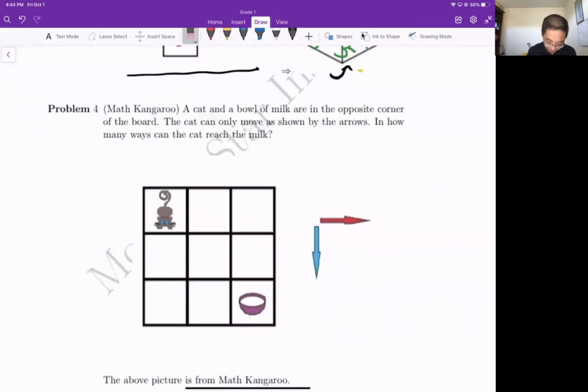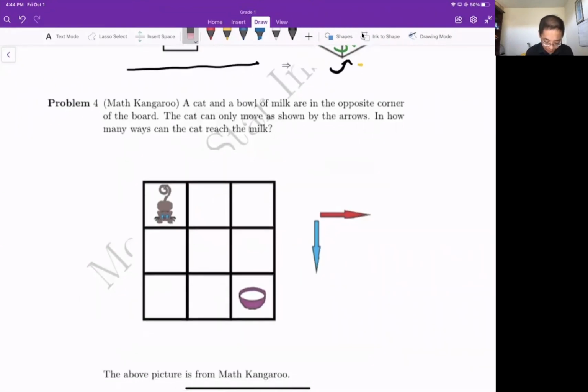Question number 4. Here we have a cat and a bowl of milk in the opposite corner of the board. Now the cat wants to reach the milk. According to the problem, it can go horizontally to the right, or vertically go down. The question asks, in how many ways can the cat reach the milk?